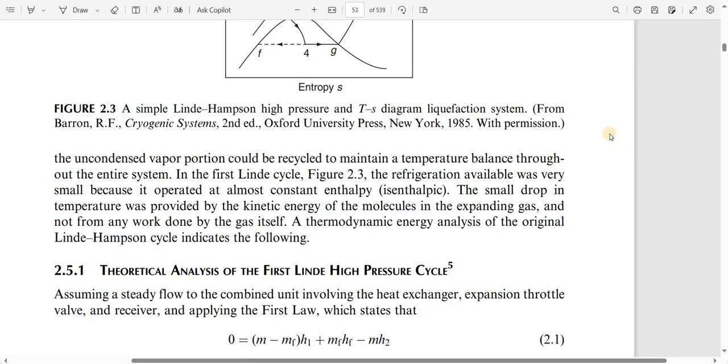the uncondensed vapor portion could be recycled to maintain a temperature balance throughout the entire system. In the first Linde cycle, figure 2.3, the refrigeration available was very small because it operated at almost constant enthalpy. The small drop in temperature was provided by the kinetic energy of the molecules in the expanding gas and not from any work done by the gas itself.